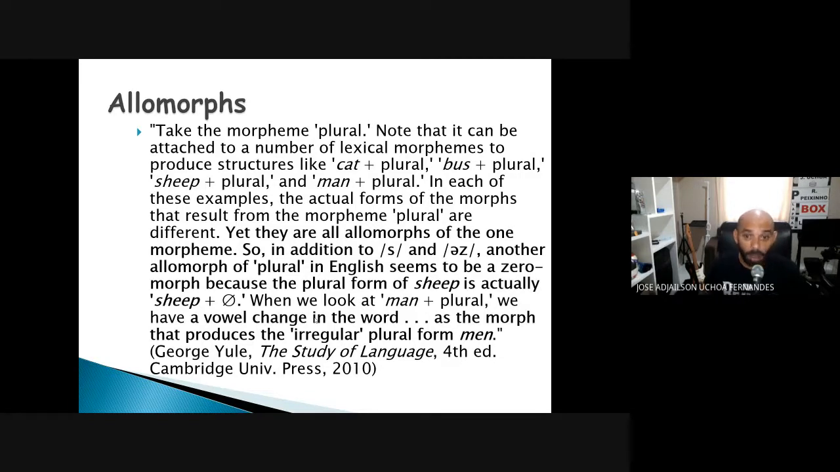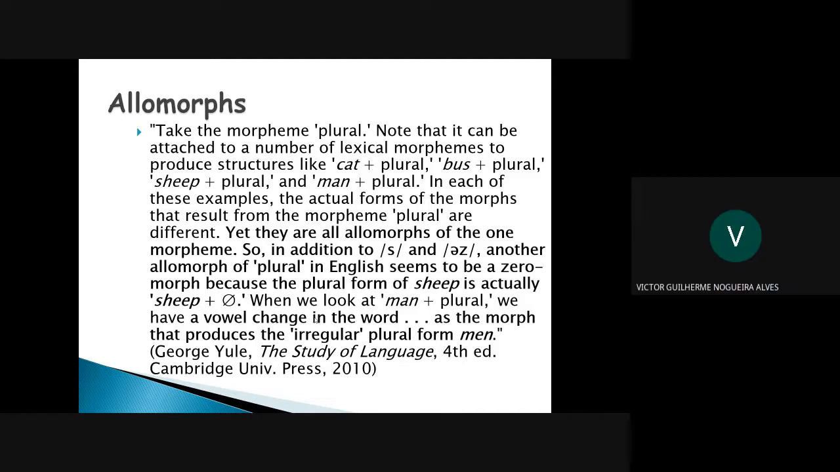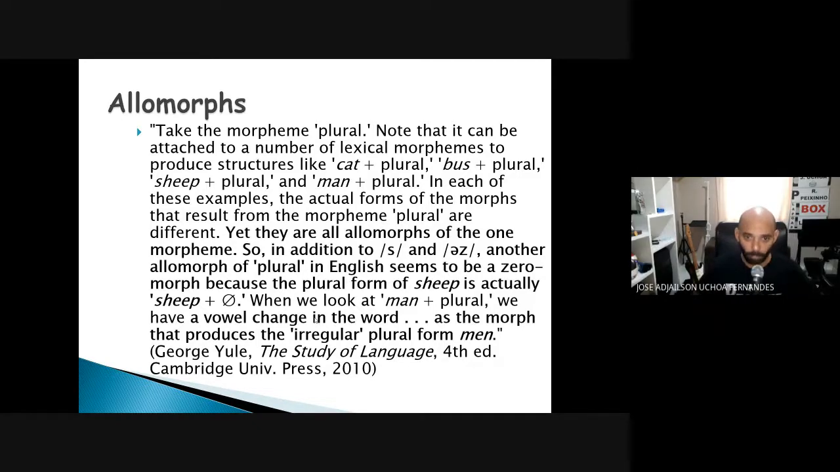And the plural for man. What's the plural for man? Men, with an E. A changing vowel, a slight change in pronunciation. Okay, so in each of these examples, the actual forms of the morphs that result from the morpheme plural are different. They do not follow the rule of adding an S, but they are all allomorphs.